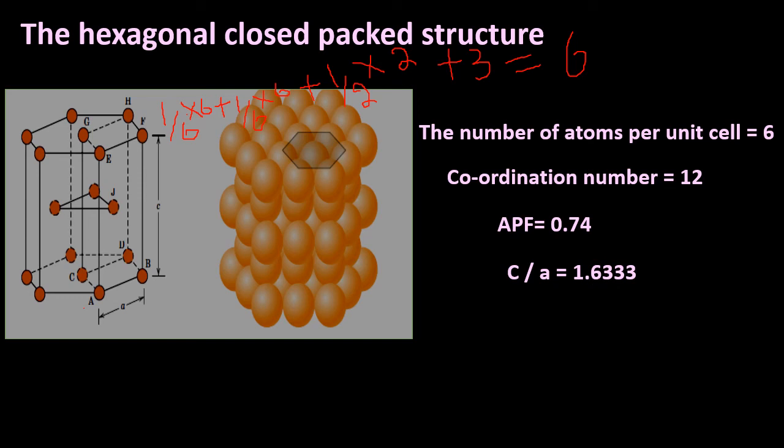Another important parameter is the C by A ratio. That is the ratio of the longer to the shorter unit cell dimensions, and this C by A ratio is equal to 1.633. This ratio also deviates from the ideal value for other metallic structures. So these are the important parameters for the hexagonal close packed structures. Examples include cadmium, magnesium, zinc, and many other metals which have the HCP crystal structure.